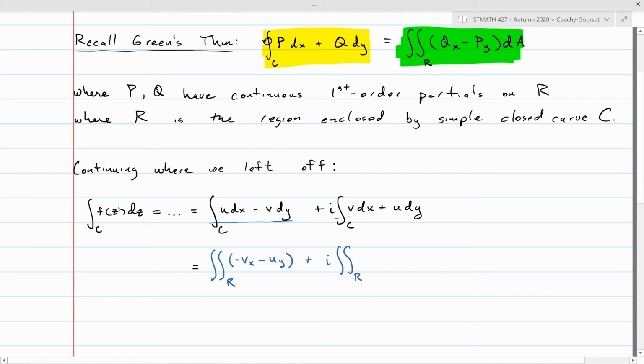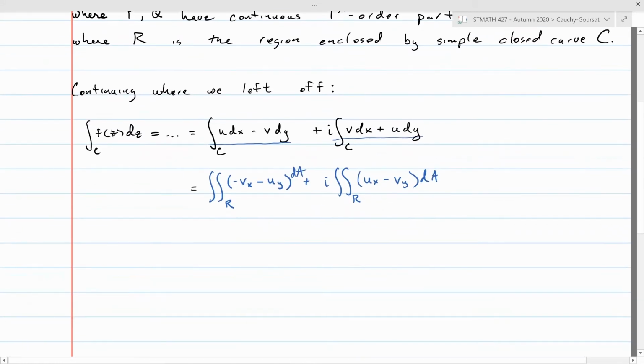And then on the second integral, v is playing the role of P and u is playing the role of Q. So this will be u_x minus v_y. And these are dA, the area elements. But remember the Cauchy-Riemann equations. We have in our hypotheses what we need: we know the function is differentiable, so we know Cauchy-Riemann is satisfied. So we know that u_x equals v_y, and we know that u_y equals negative v_x.